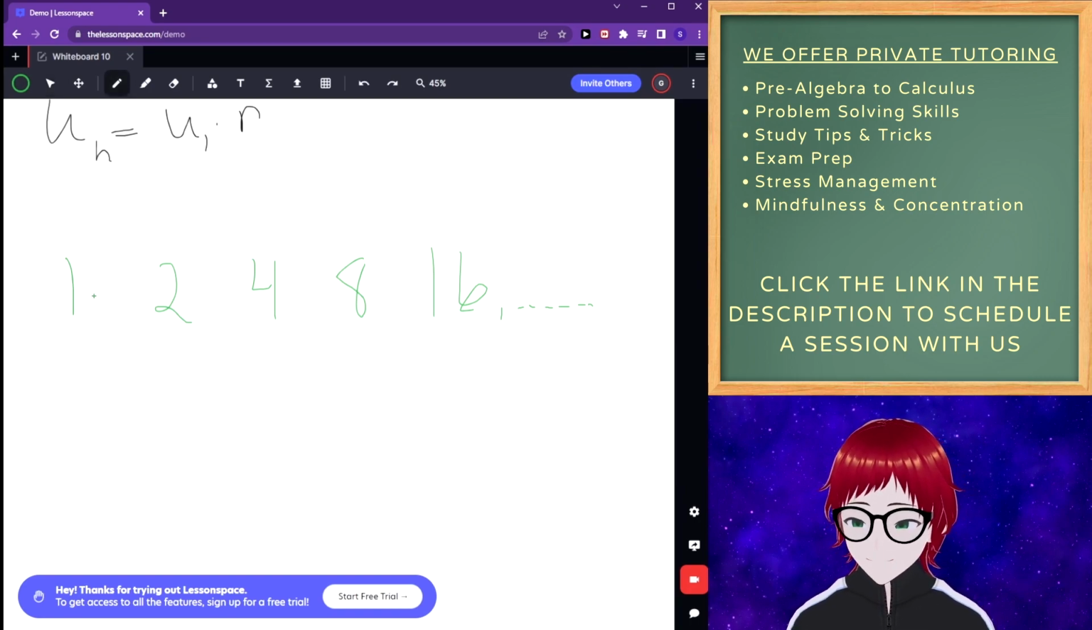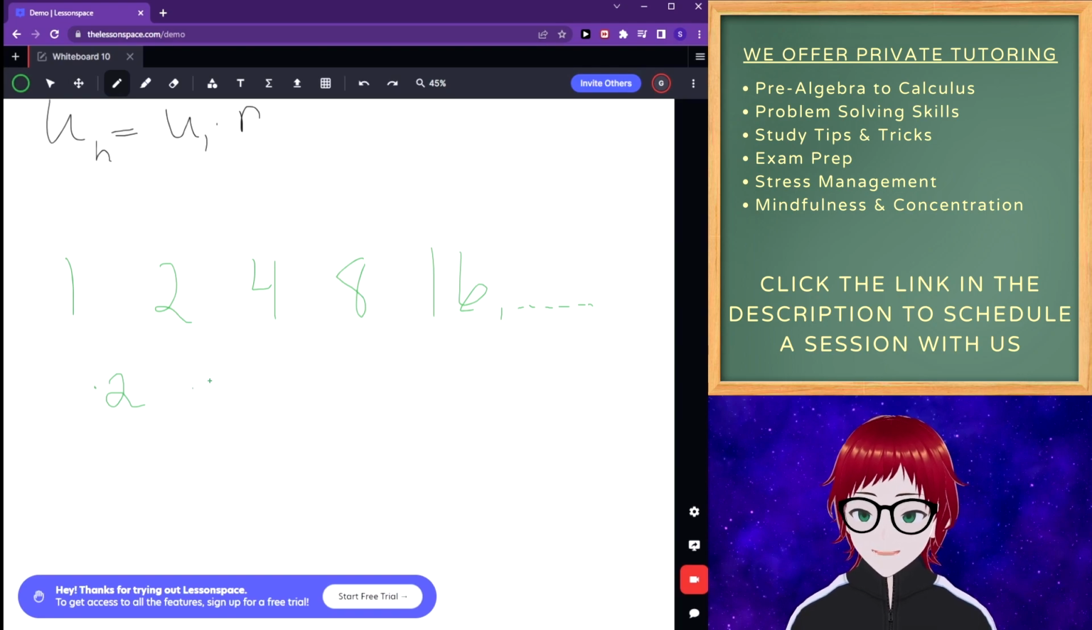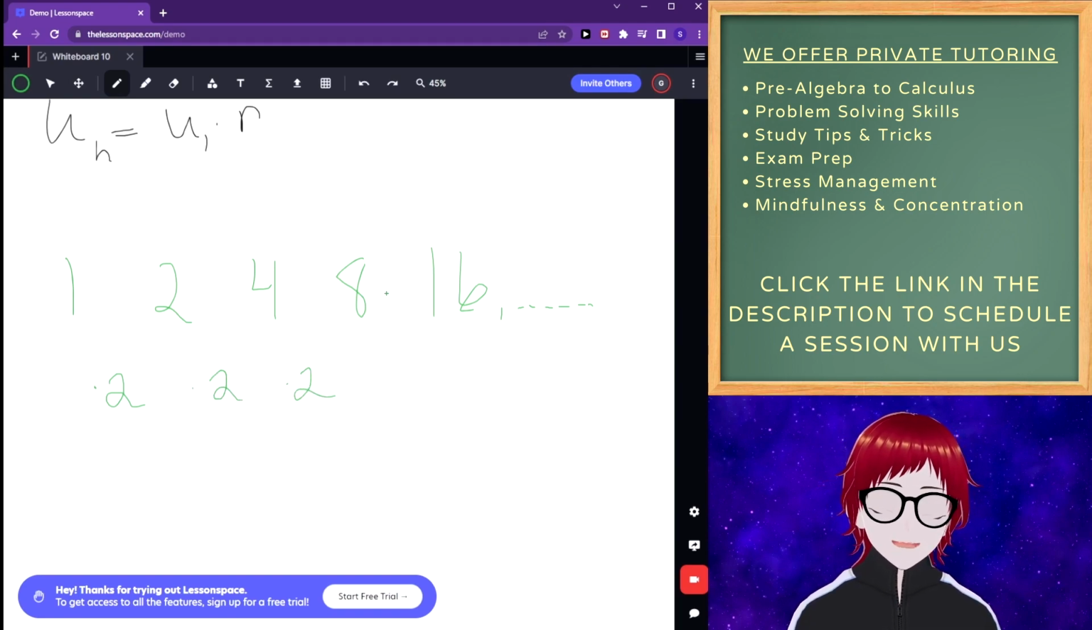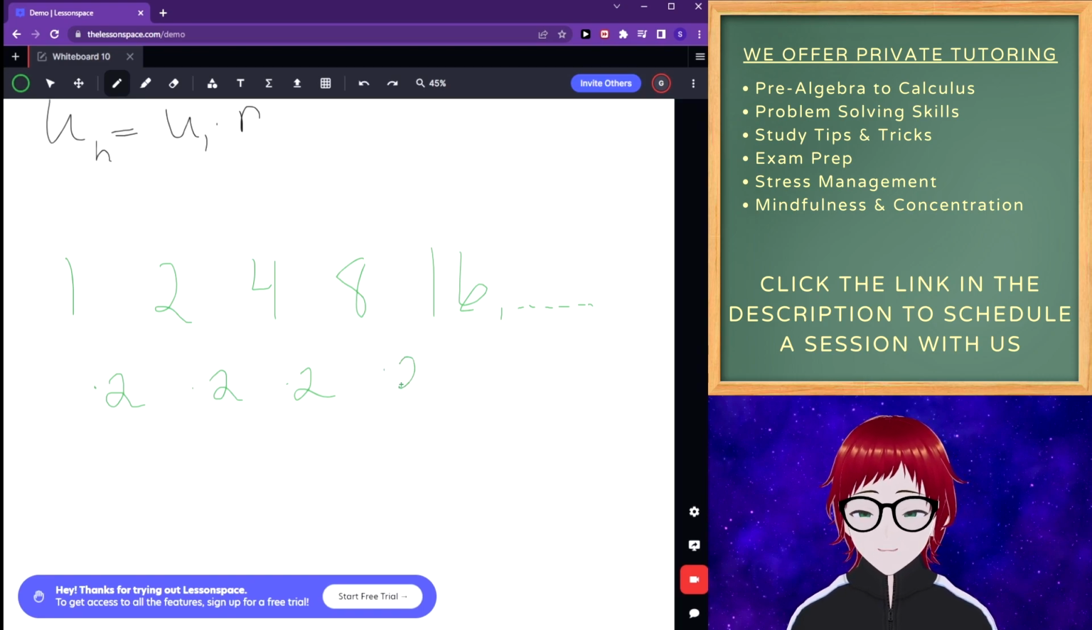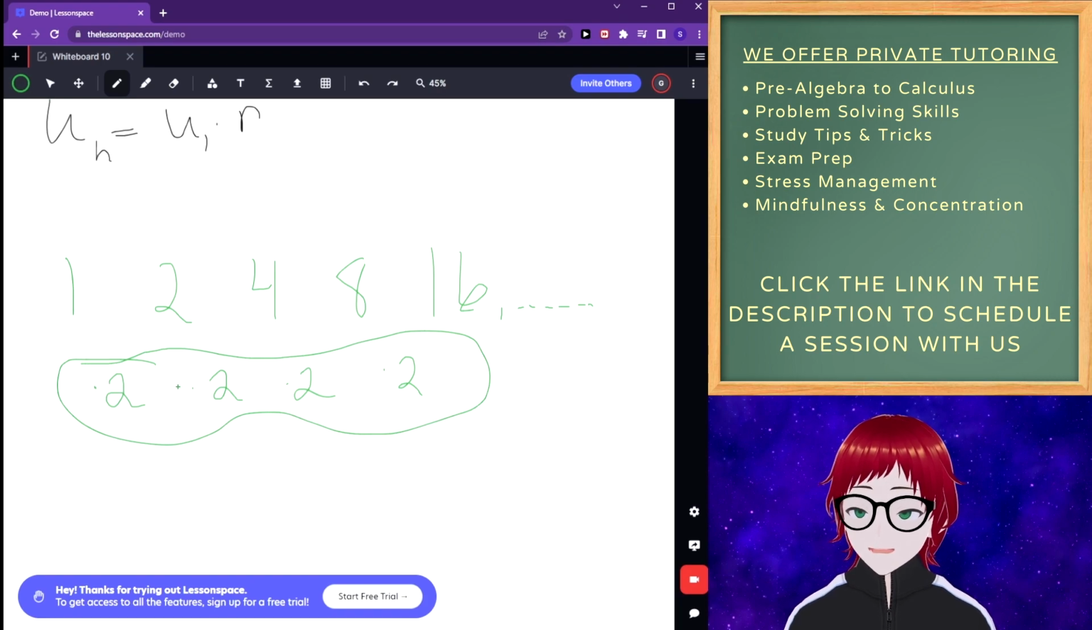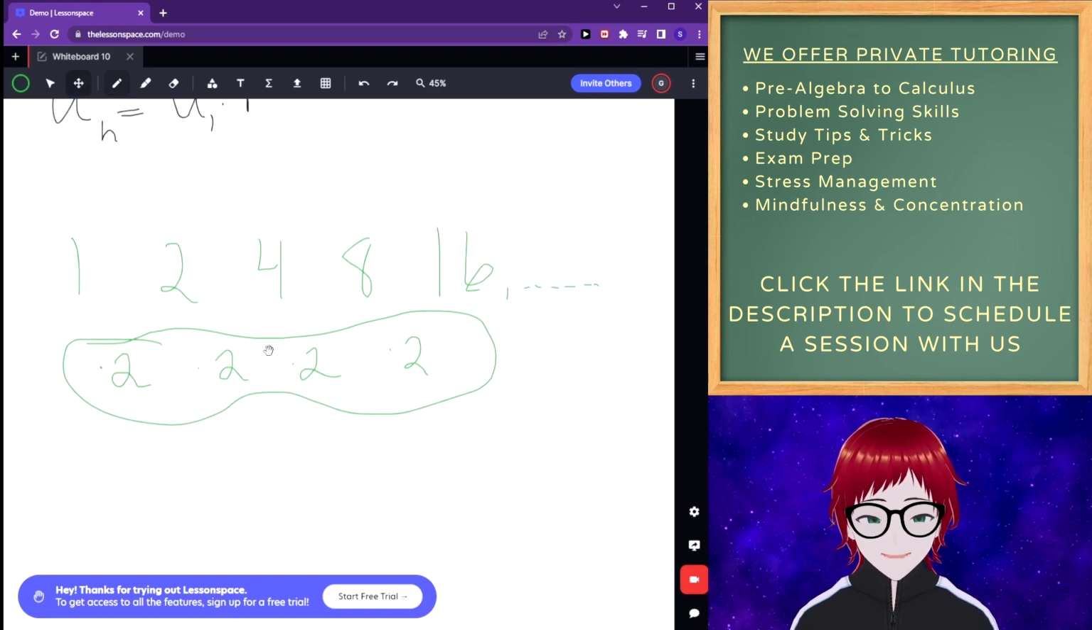If you just take a quick look, you would see that from 1 to 2, this is a multiplication by a factor of 2. From 2 to 4, that's a multiplication by a factor of 2. And then from 4 to 8, multiplied by 2. From 8 to 16, multiplied by 2. And this is a common ratio. That's where the geometric sequence comes in, right?